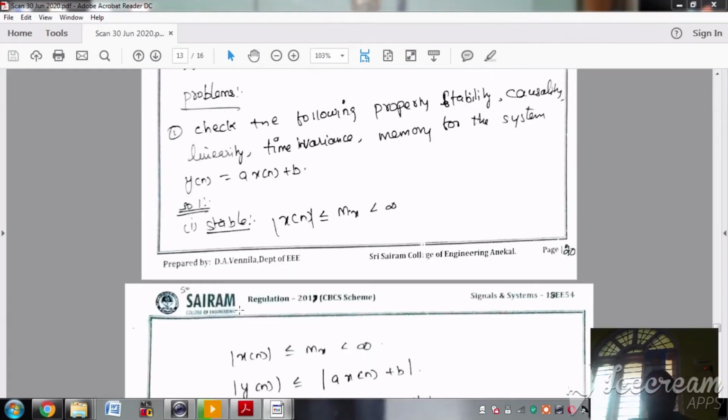So we will see the problems on properties of systems. The first problem: check the following properties like stability, causality, linearity, time invariance, and memory for the system y of n equals a x of n plus b. First, we have to check the stability. You know the formula: if x of n is less than mx, less than infinity, definitely your y of n is also less than infinity.